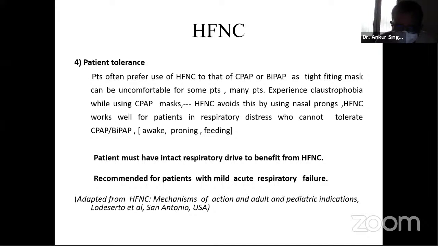We have to intubate that child. His central regulation is not normal. So don't assume that because the patient has respiratory drive you can put the child on the HFNC. A patient with a normal sensorium should have respiratory drive and respiratory effort. That patient should be put on the HFNC, CPAP, or non-invasive ventilation. This is recommended for patients with mild acute respiratory failure.